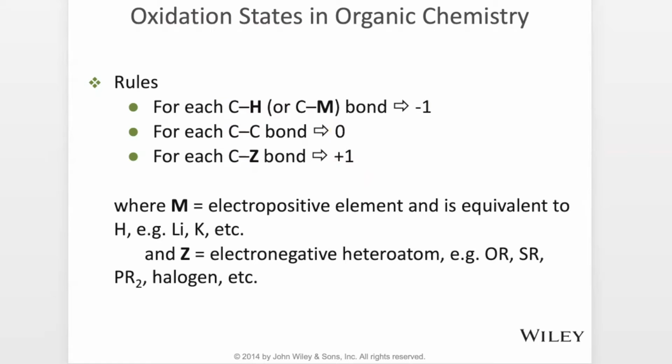In order to calculate the oxidation state in organic chemistry, we are going to look at the four things that are bonded to the carbon. In the situation where the thing that is bonded is either a hydrogen and/or a metal, and by metal we mean anything that is electropositive, we are going to count that as -1. Any carbon that is bound to our carbon, we ignore, and any electronegative atom, represented here by Z, can be oxygen, sulfur, phosphorus, and/or a halogen, we are going to add 1.